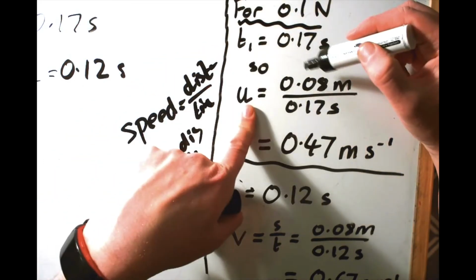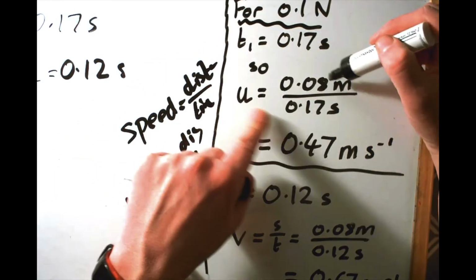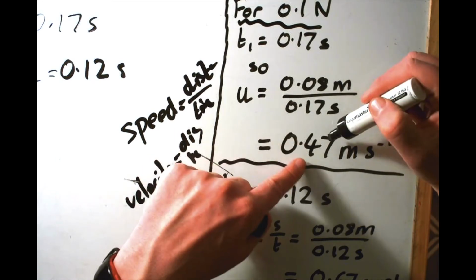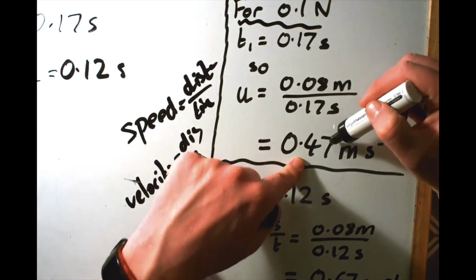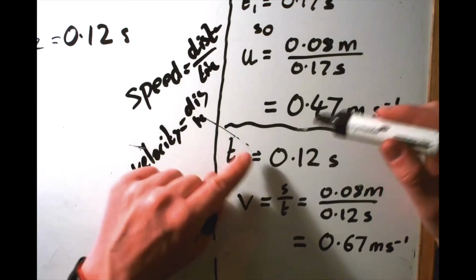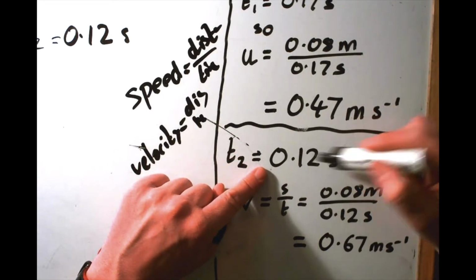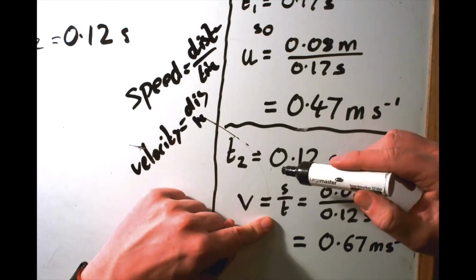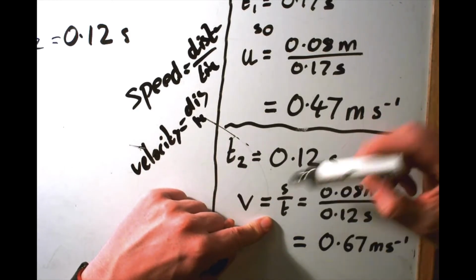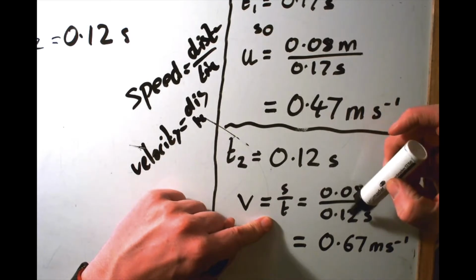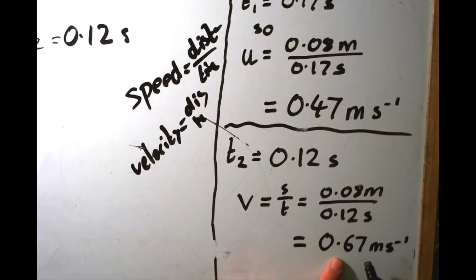For the first one, its initial velocity was 0.08 meters divided by 0.17 seconds, for an initial velocity of 0.47 meters per second. And the second time round, it was moving faster when it hit the second light gate. It only took 0.12 seconds to pass through the light gate. So the final velocity was, again, displacement over time, 0.08 meters divided by 0.12 seconds, 0.67 meters per second. So we just calculated the initial and final velocities.